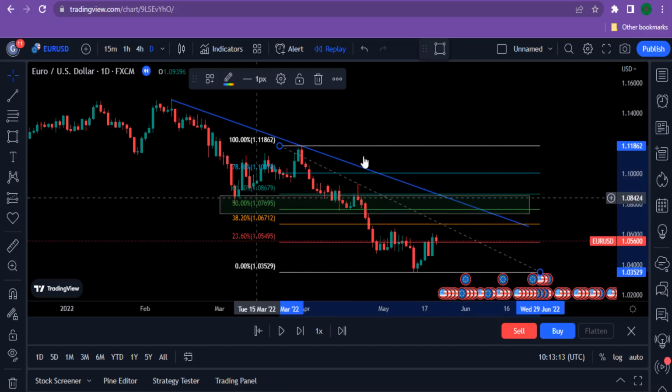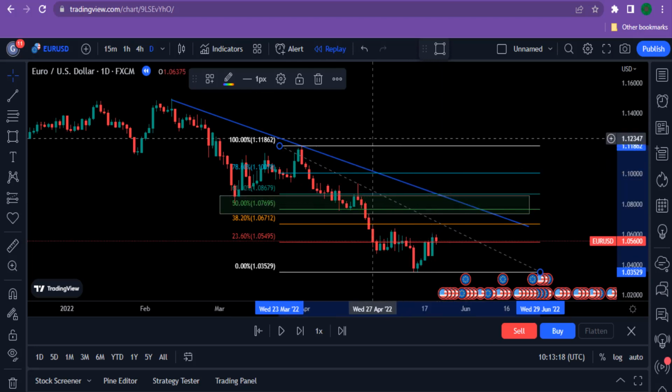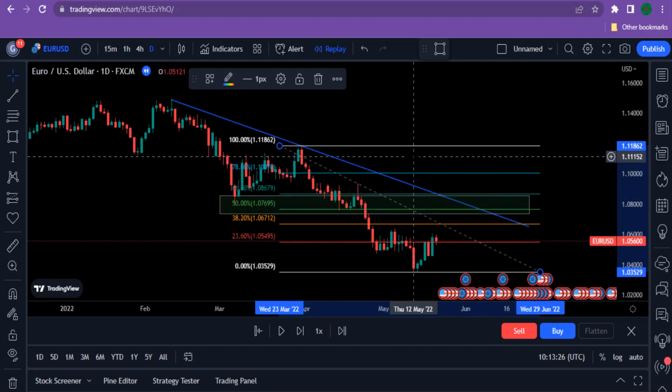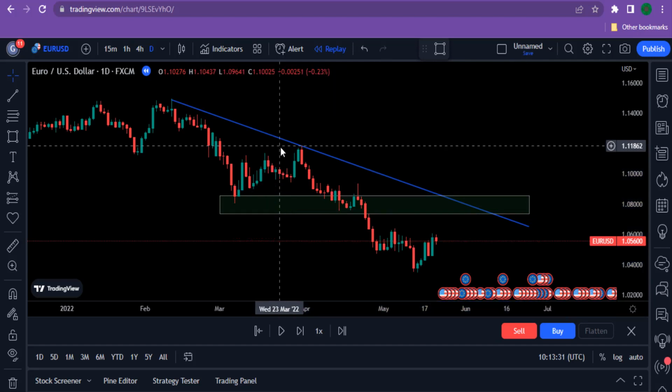Which makes this zone a confluence zone, and then it's likely that we have a high probability that the market is going to go in our direction. So that is what is meant by confluence. I'm going to replay, just play this, and you're going to see how the market turns out.